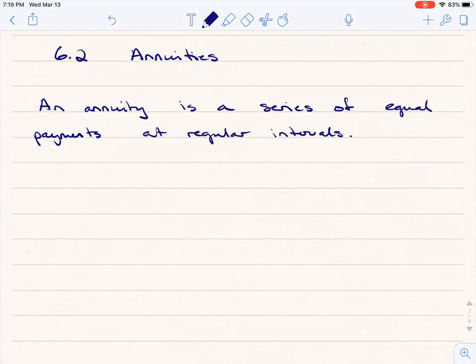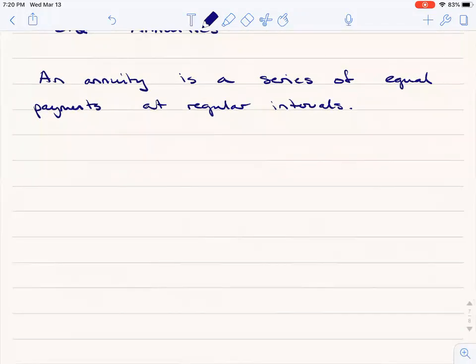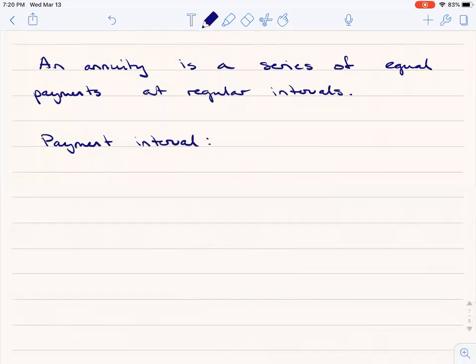So just some definitions to get us started. Most of these are pretty straightforward, but the payment interval is the amount of time between payments.